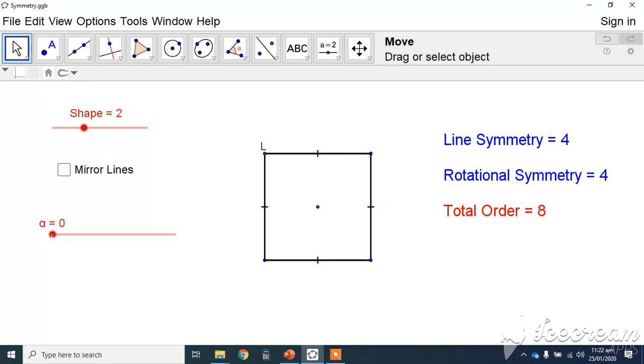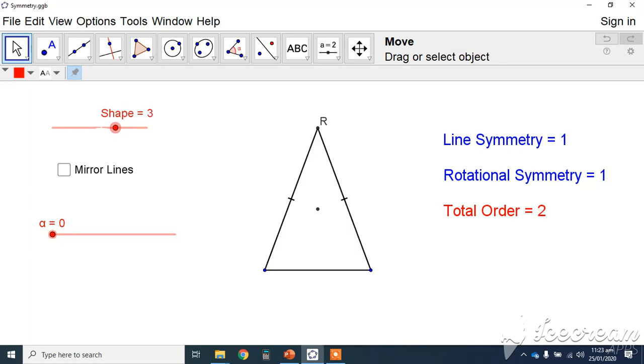Right, let's start this rotation. Keep an eye on point L as we rotate. We've got to get L dash back to the start, and we're counting how many times it looks the same as it moves around. So it's going to look the same once there, twice there, 3 times there, and we're back at the start. So that's 4 times. It looks the same 4 times as we rotated around. So it's got a rotational symmetry of 4. So the line symmetry is 4, the rotational symmetry is 4, the total order of symmetry is 8.